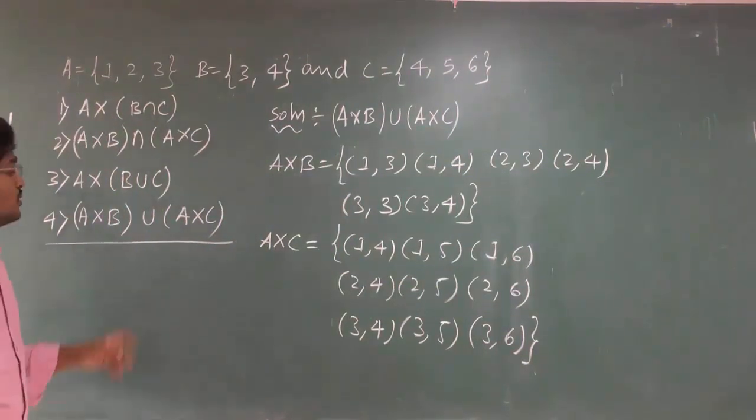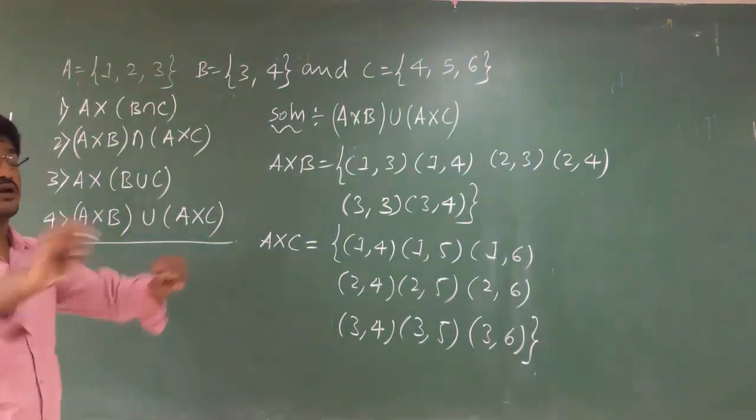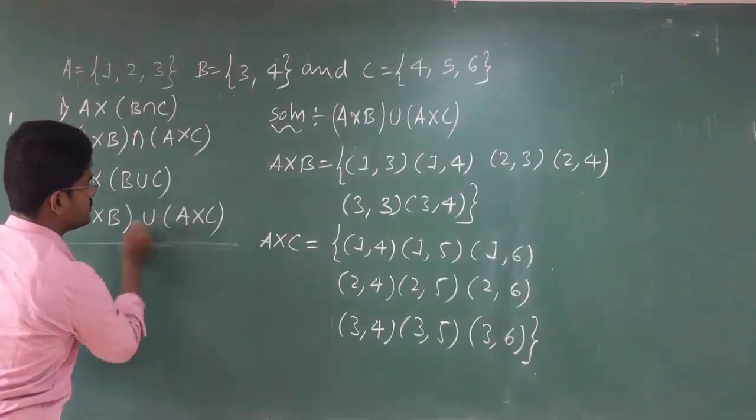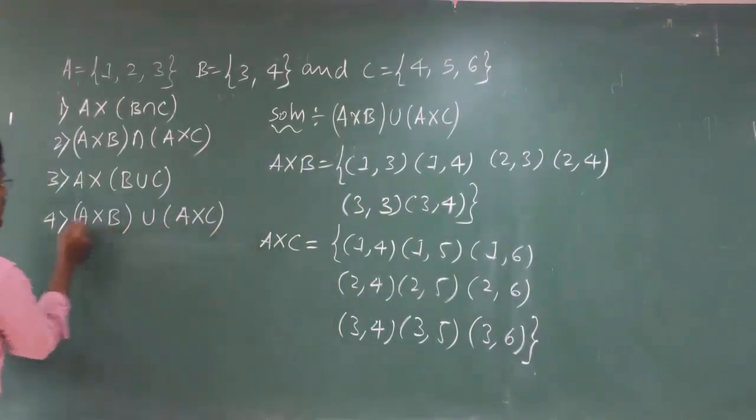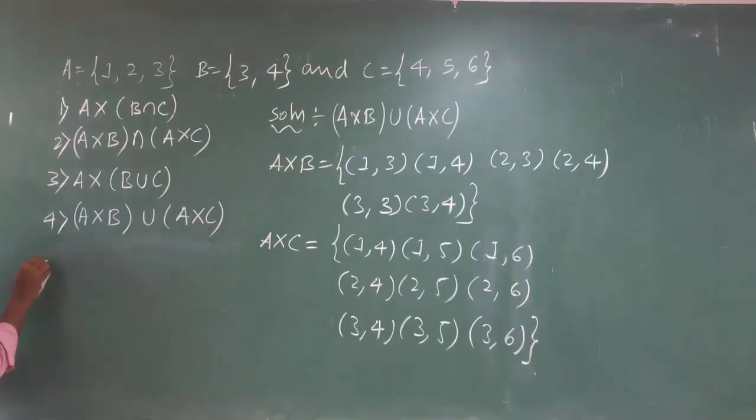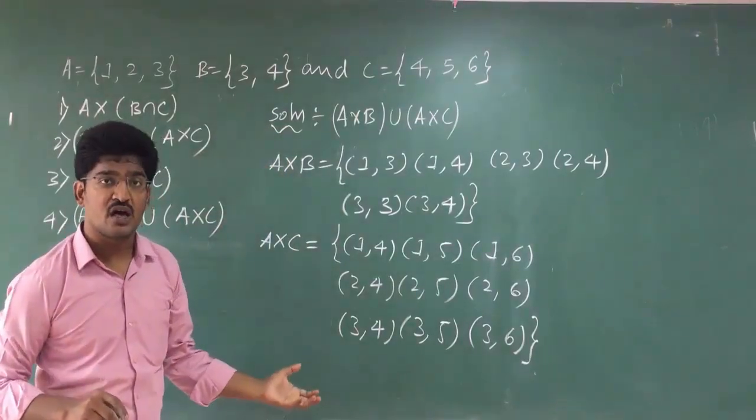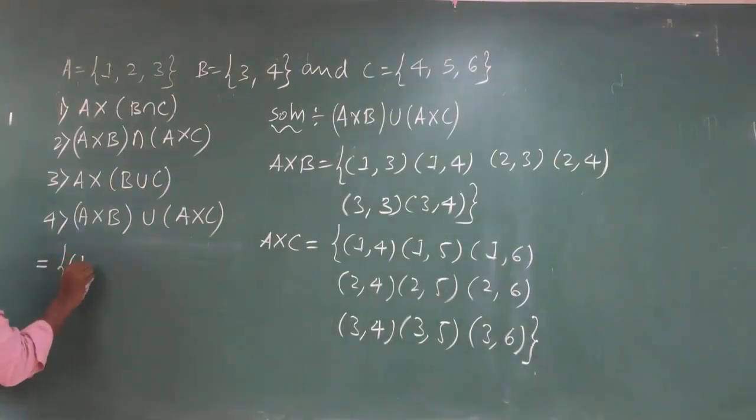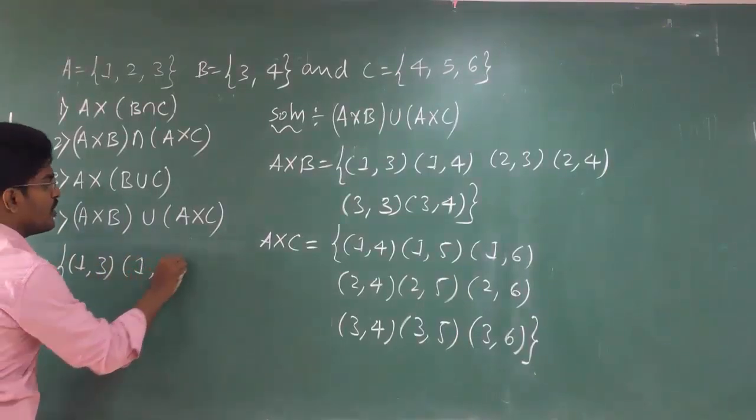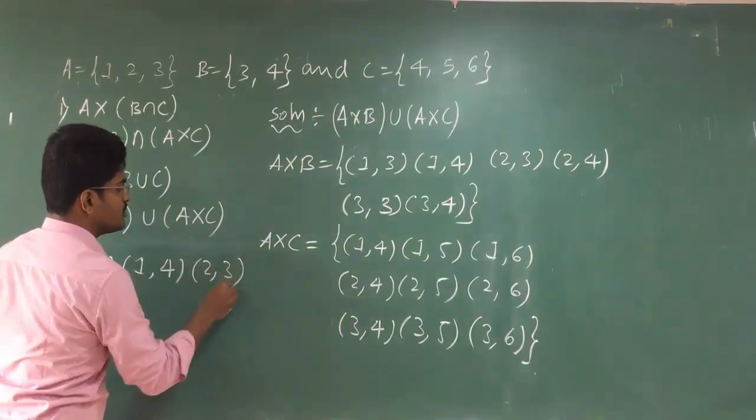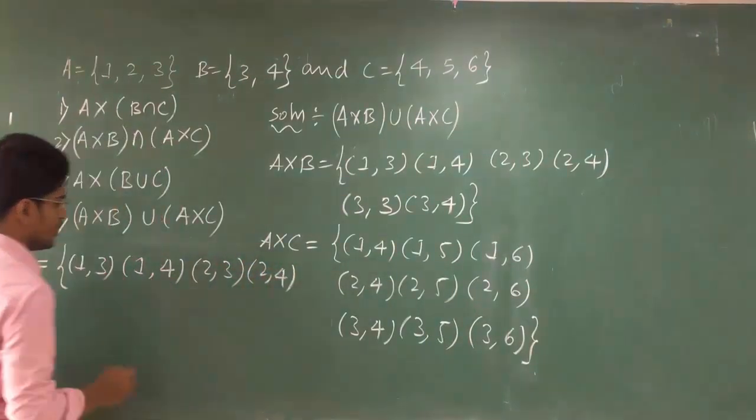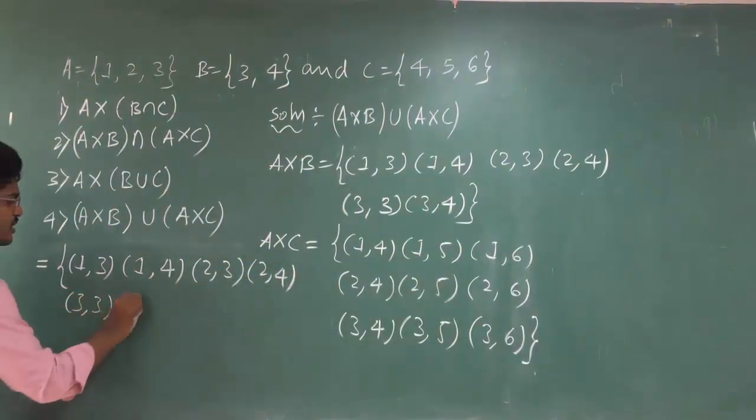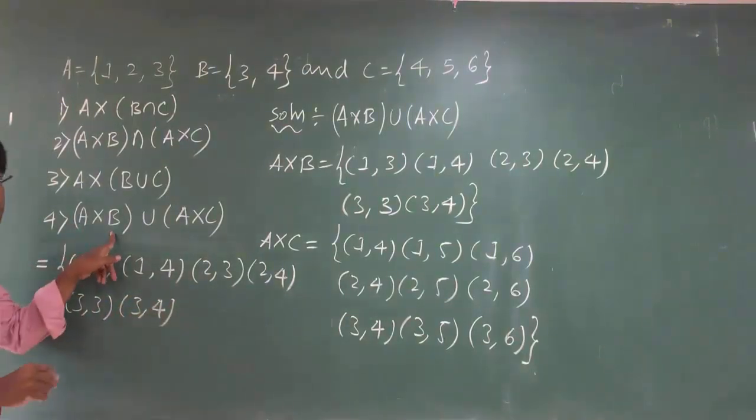Now what do we have to write? We have to write A cross B union A cross C. Clear? So I will write here only. A cross B union A cross C is equal to the set of, how many elements do we write? But no repetition. Clear? First I will write the elements of A cross B: 1,3, 1,4, 2,3, 2,4, 3,3, 3,4. This finishes the elements in A cross B.